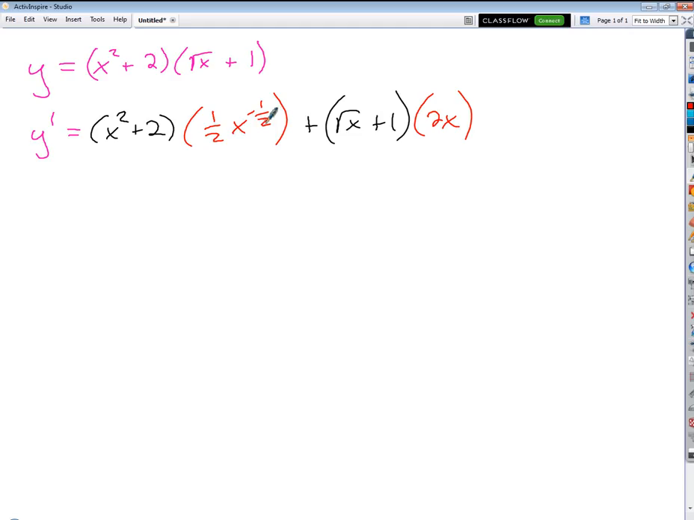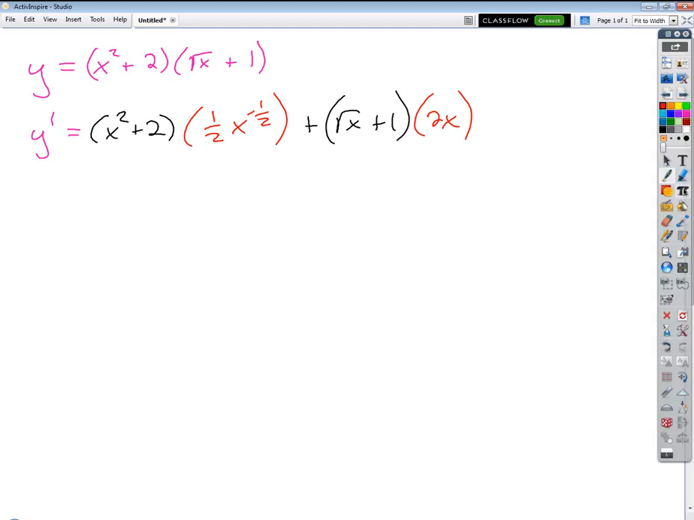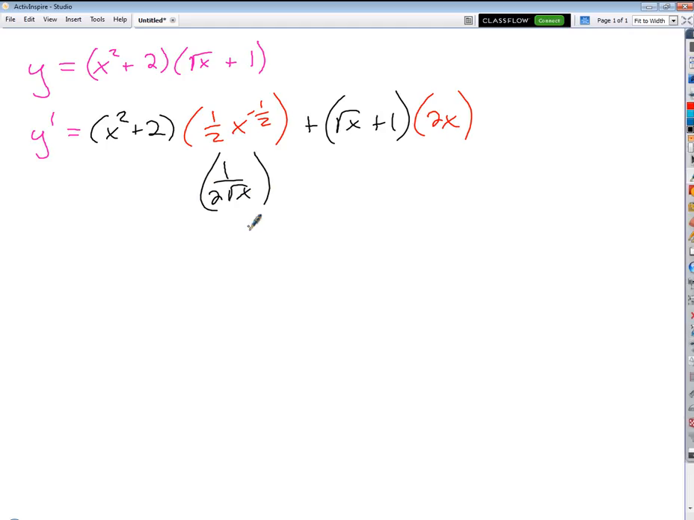Could you simplify? Yes, we could simplify this further. We could write this as 1 over 2 radical x, right? And I could distribute this term all the way through. I could. But it's not necessary in this case.